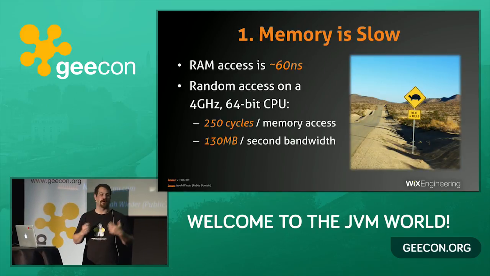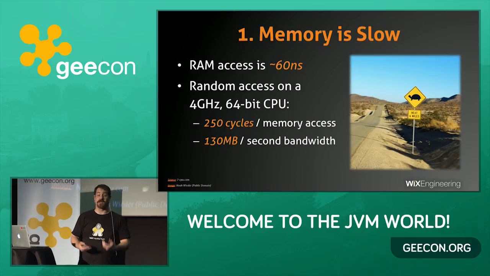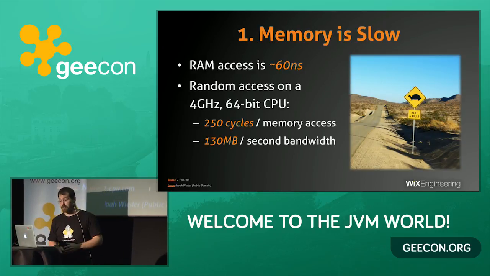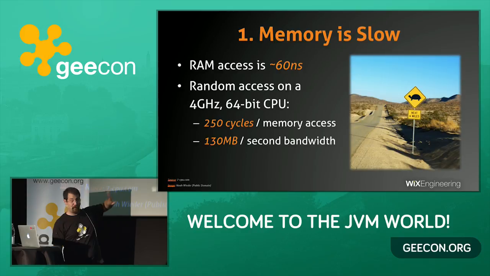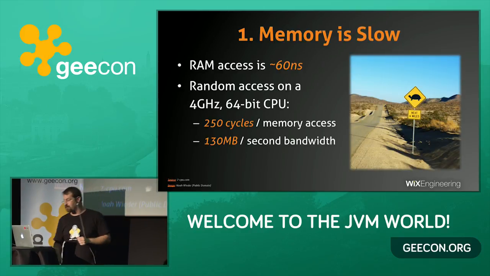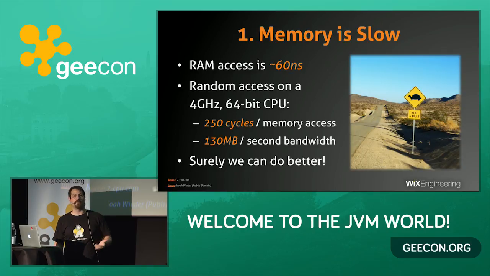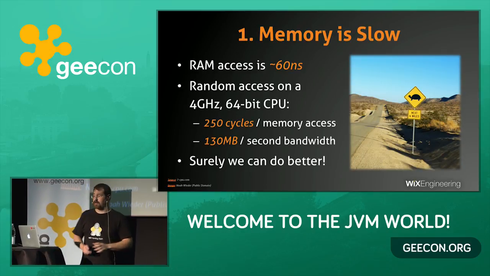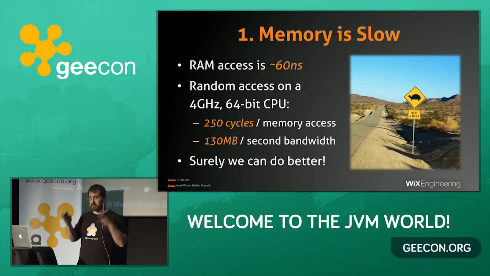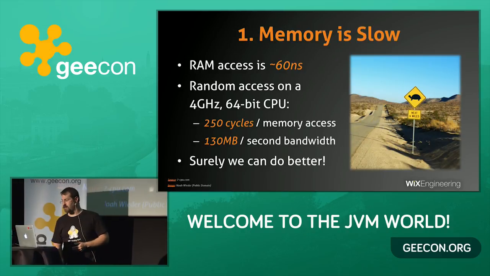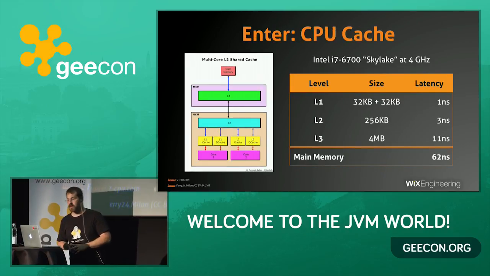Obviously, something else is going on that is enabling us to actually get work done meaningfully. This, by the way, is for purely random access, right? You just read off a byte somewhere in memory. So surely we can do better, and we can. The first of two major themes in this talk is the CPU cache.